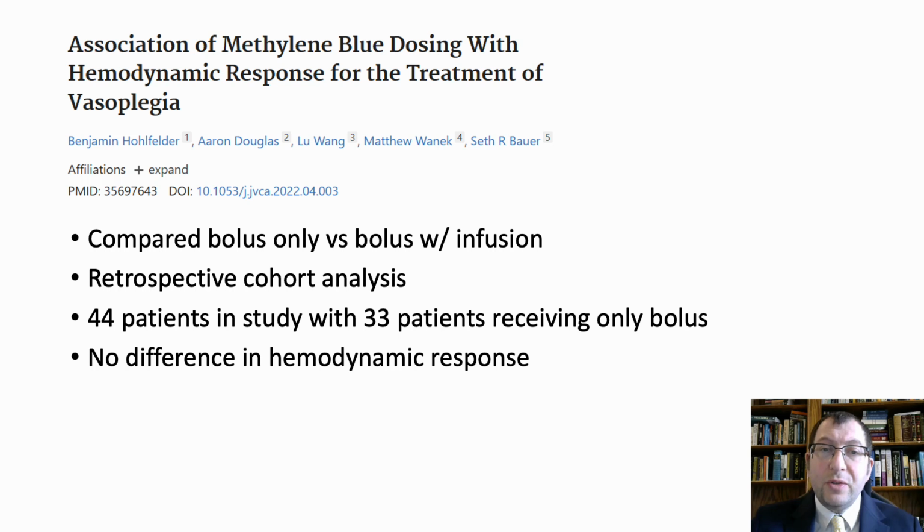It's common practice to start an infusion of methylene blue after the initial bolus. A retrospective cohort analysis by Holfelder from Cleveland Clinic looked at 44 patients. 33 patients received only the bolus of methylene blue without a subsequent infusion. There was no difference in hemodynamic response between the two groups.